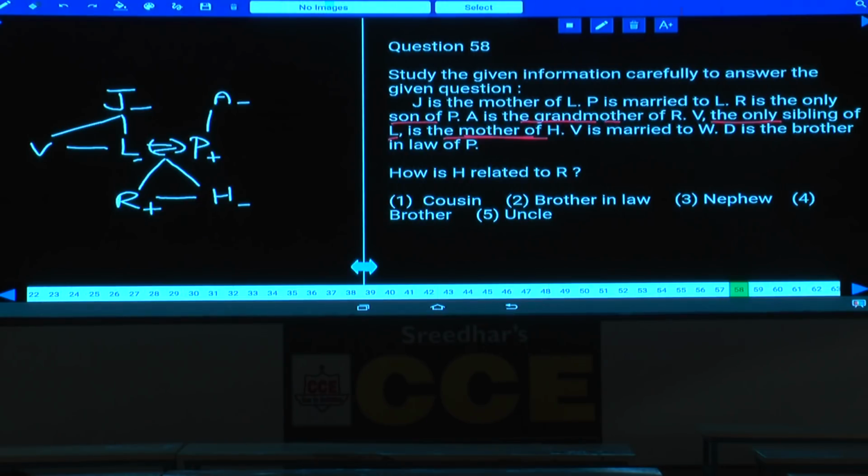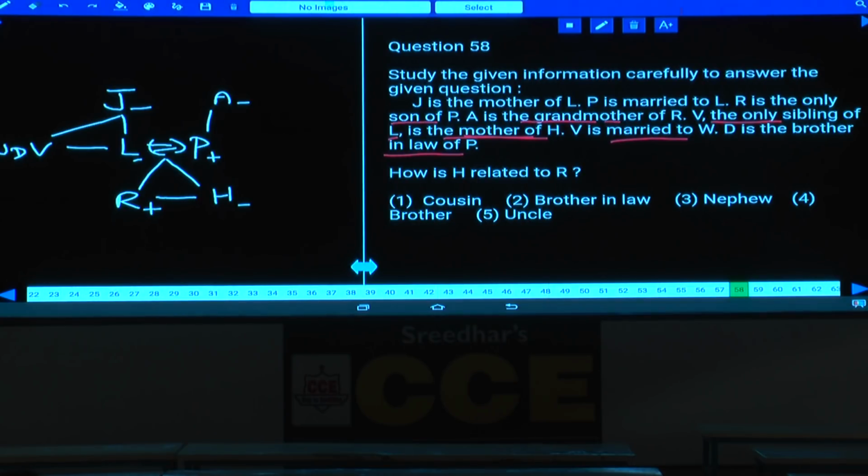Next one, V is married to W. As V is married to W, V and W are married to each other, and D is the brother-in-law of P. What do you mean by this brother-in-law? As D is the brother-in-law of P, that means P's spouse's brother is D. And what is the other possibility here? The other possibility could be D is the brother-in-law of P, either P's spouse's brother, hence D could be here.